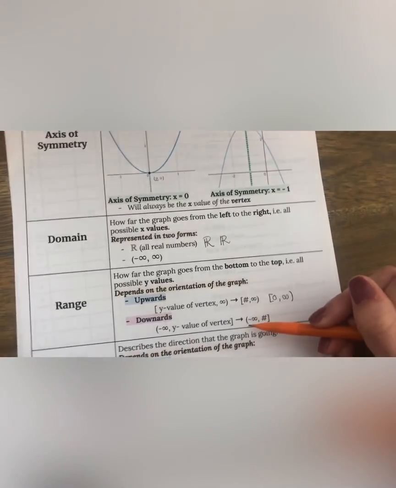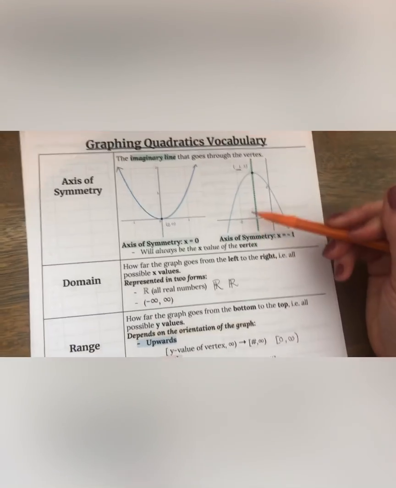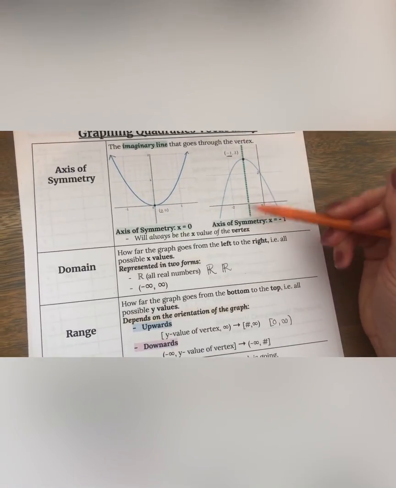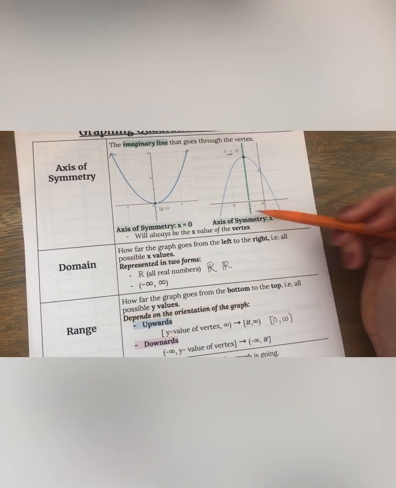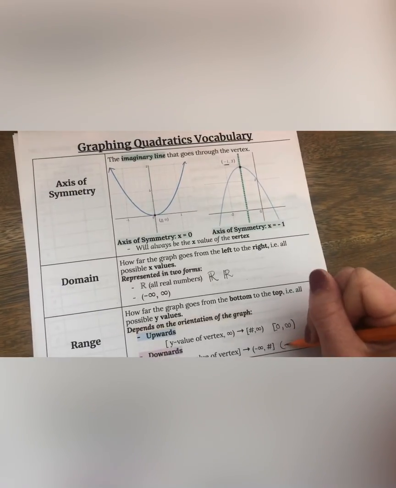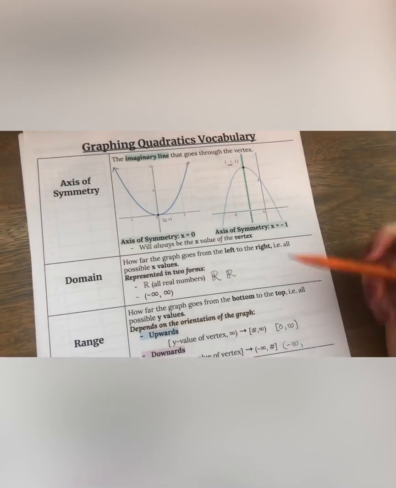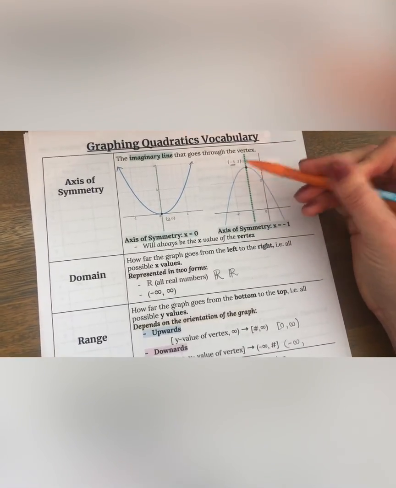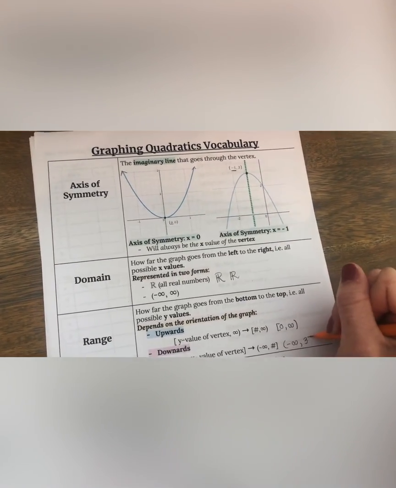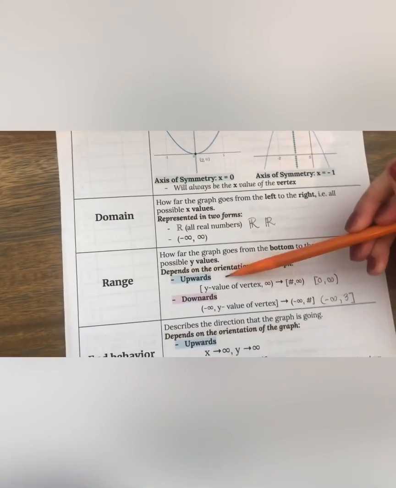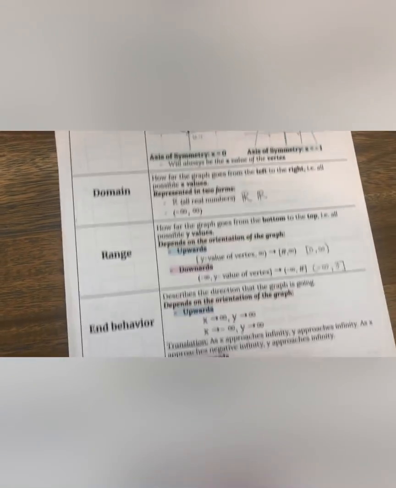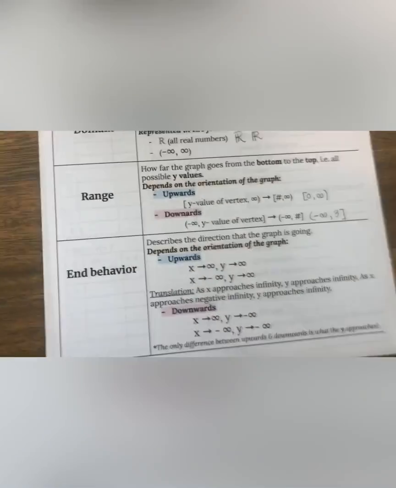And then if I have a downwards parabola, let's do this one for example. So the range, the lowest it's going is negative infinity. And then the highest it goes is positive 3. And then I use the hard bracket because it's exact. So just got to know whether it's upwards or downwards. And then I think this is the last one, yeah.